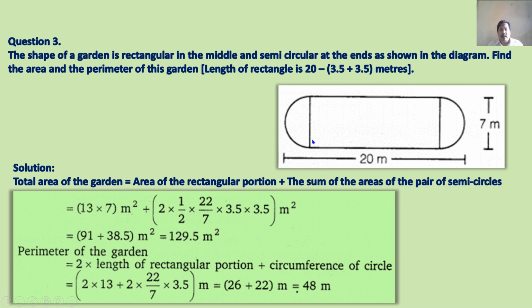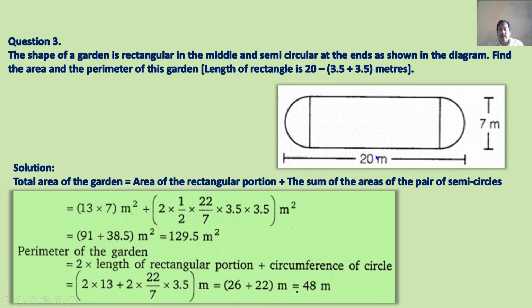Okay, circumference of the circle. Now we have two times the length of the rectangular portion. Rectangular portion here, from here to here is 13. We have already got 13 because this part, if you subtract, we got 13. 20 is the total length of the garden, but the breadth of the rectangular portion will be 13 after subtracting 7.